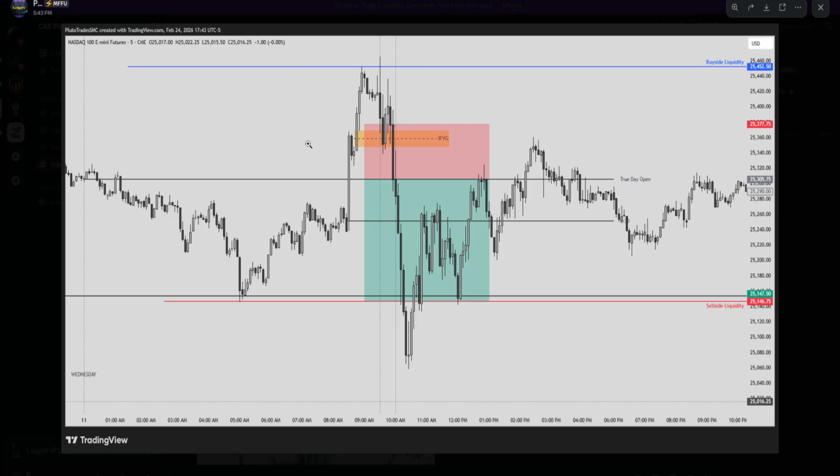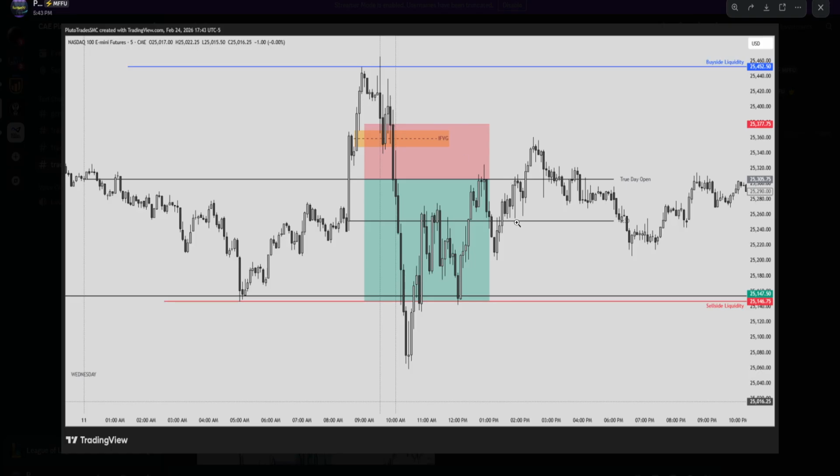Buy side liquidity, sell side liquidity. 9:30 opens up. See that dash line right here? That's 9:30, and this is 10 a.m. 9:30 opens up. We swept out buy side with this candle right here. Boom. Swept out a singular high. Displaced back inside of the range. What is this? An inversion fair value gap.